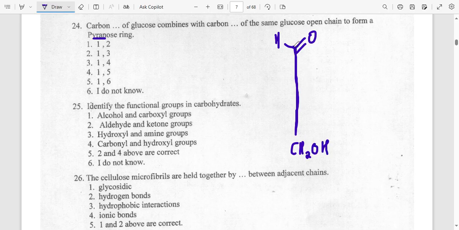Okay, so this is carbon number 1. This is carbon number 6. So you are going to have 4 more carbons in the middle: 1, 2, 3, 4. For D-glucose, OH should be here, and then OH here, and then OH here, and then OH here. It makes an S if you follow the OH.